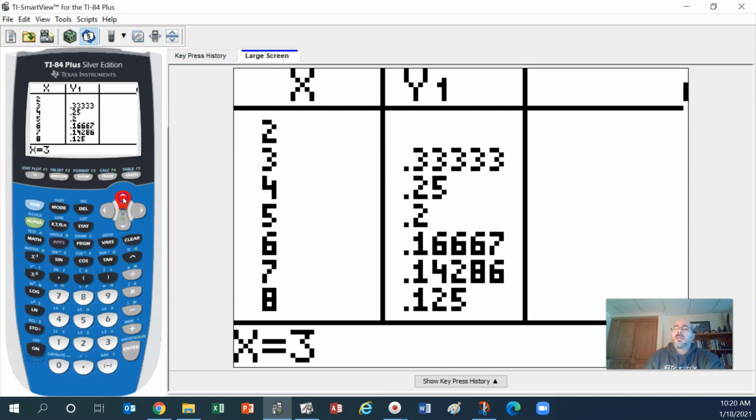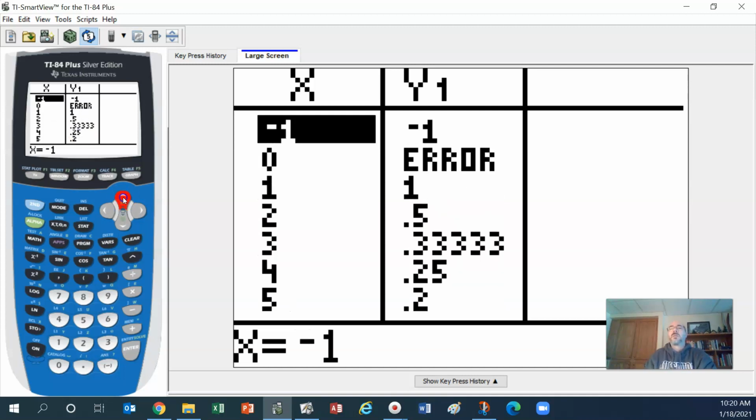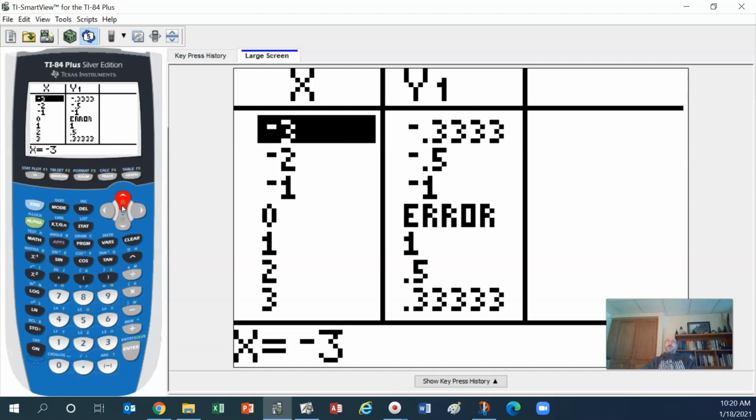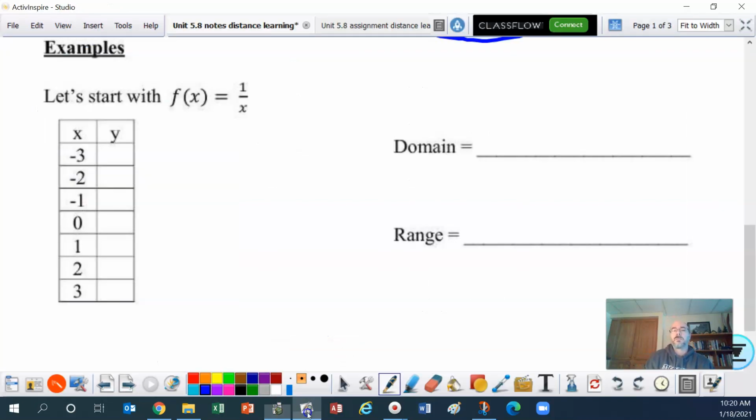So let's go back to the error message. I'm interested in what is surrounding that error message. So let's look at our table. Here's our table of values, and right here is where I have that error message.